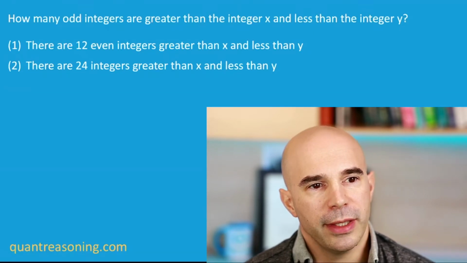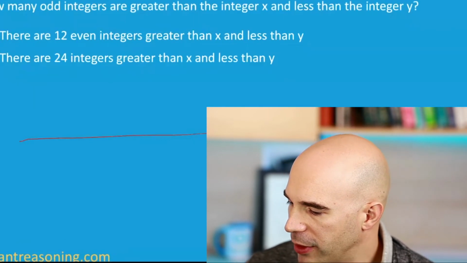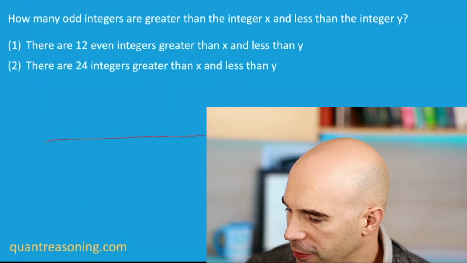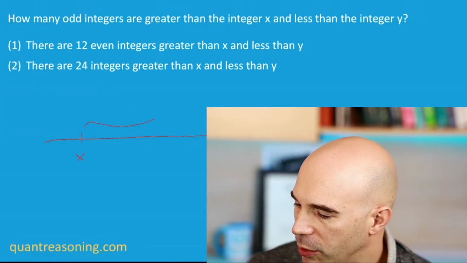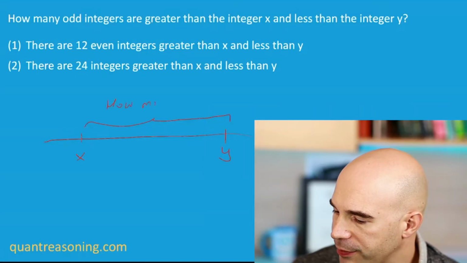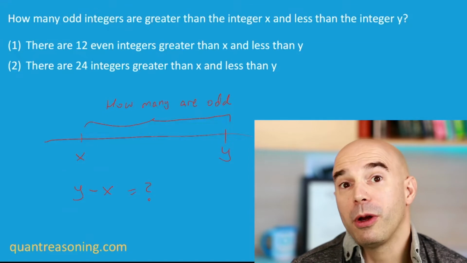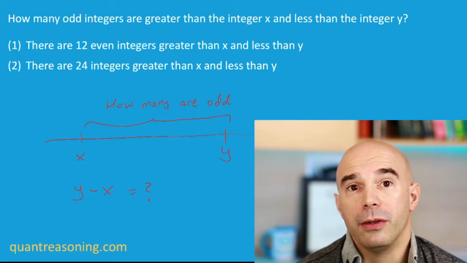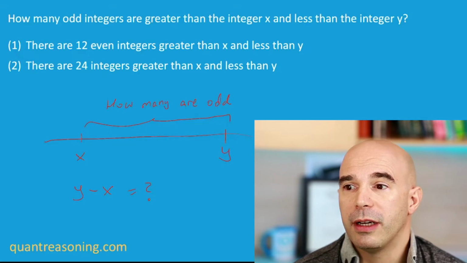y minus x. Okay, so we have x and y on the number line, and we can tell from the language there in the given info that y is to the right of x. We do know that they're integers, and we want to know within that space how many are odd. And that's why you're saying I'd like to know the value of y minus x. My follow-up question would be, well, what if you did know y minus x? Would that be enough to answer the question?